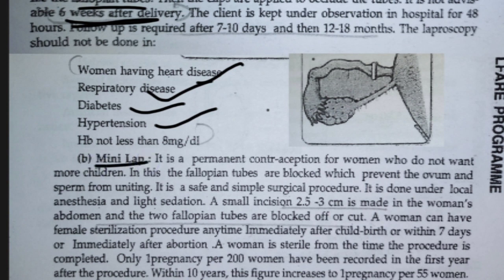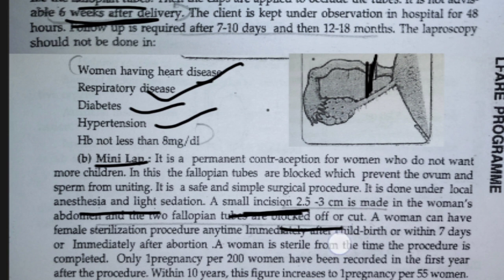Next, we have mini lap. This is called mini lap because here the incision is very small, around 2.5 to 3 centimeters. Here first the doctor gives the anesthesia or sedative to the patient. After this, a small incision will be made, and with the help of that incision, the blocking or the cut of the fallopian tube will be performed. This block will prevent the entry of the sperm. And this mini lap can be performed immediately after the birth. There is no need to wait 6 weeks and all, like in laparoscopy; you need not wait for a long time.